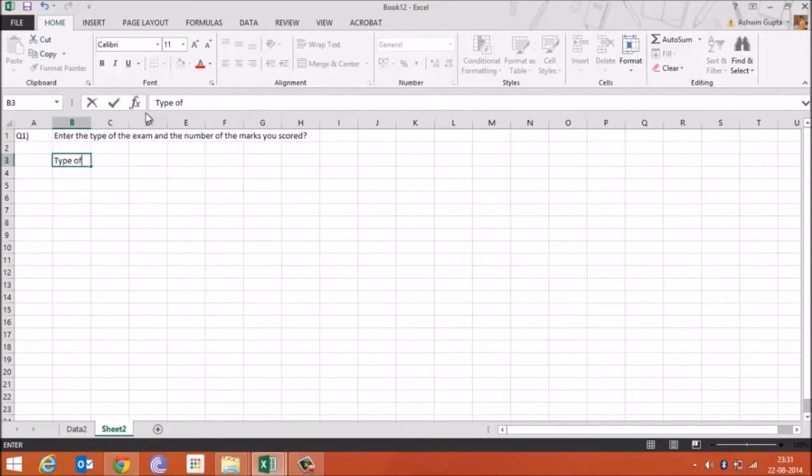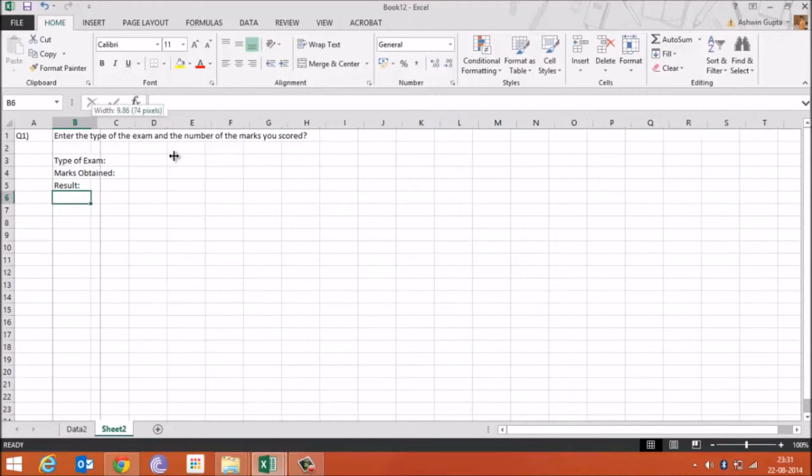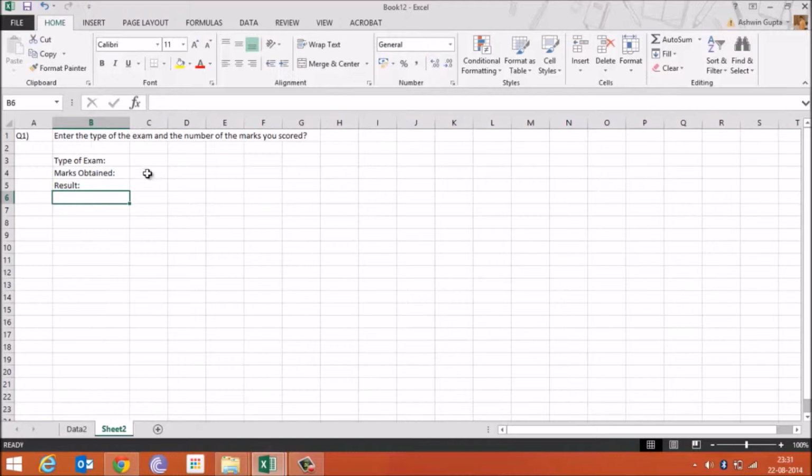So we take the first option as the type of exam, and the next one would be the marks obtained. And the last one would be the result, whether pass or fail. The result is the one where we'll be entering the formula.